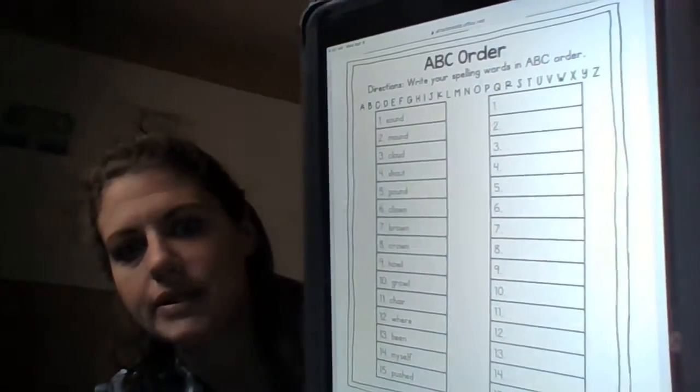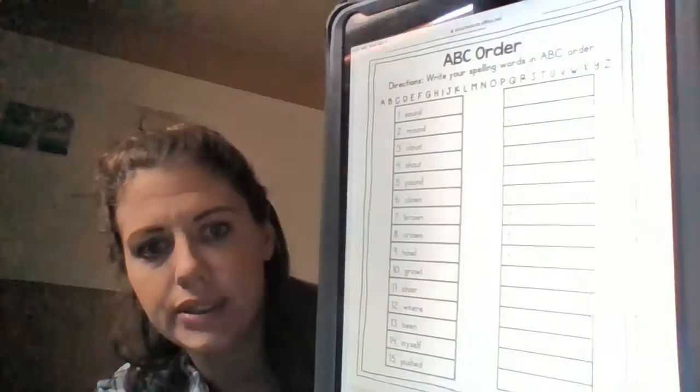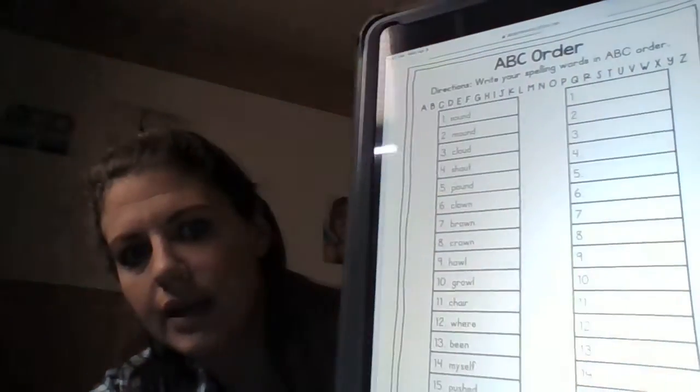All right, so let's go to the worksheet for our reading. Today you only have one page and it's an ABC order page. All you have to do is look at the words and write them on the other column in ABC order. And the alphabet's on top to help you do that.